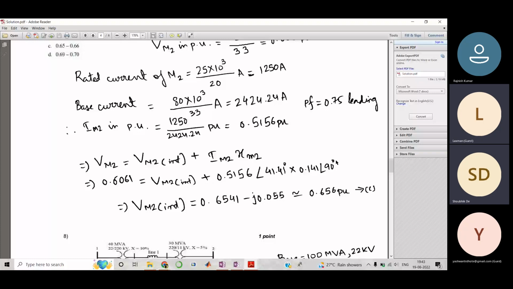Here 0.75 we are converting into degrees, 41.41. Do we not need to add a negative sign in it? No, this is a leading power factor. If it were lagging, then we would have to include the minus sign, right? I had not noticed that part clearly. Okay then.